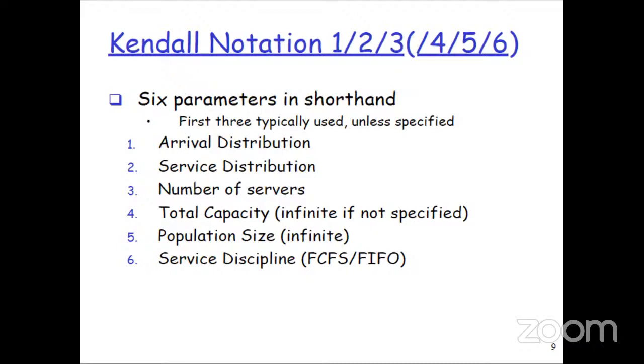So Kendall is the person who has given parameters to make a queuing theory or queuing system. First 1, 2, 3 is given basically, and afterwards they have added 4, 5, 6 also. There are 6 parameters in shorthand given by Kendall. First one is arrival distribution, 2 is service distribution, 3 is number of servers. Apart from that, the fourth one is considered as total capacity. If not specified, we need to consider it as infinite.